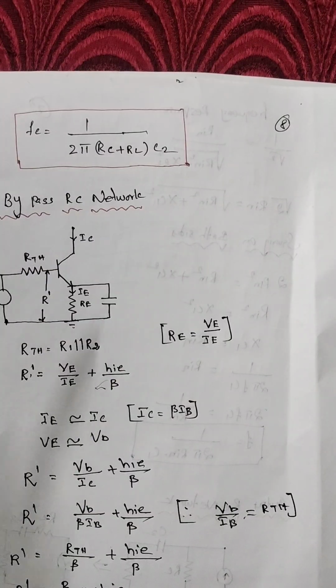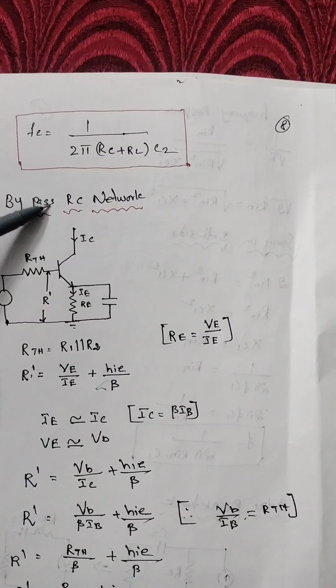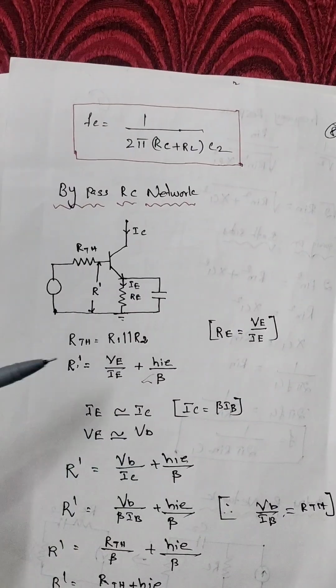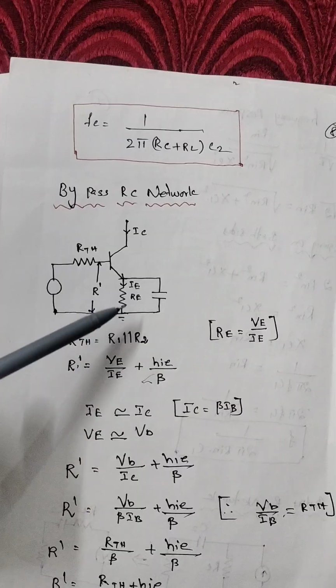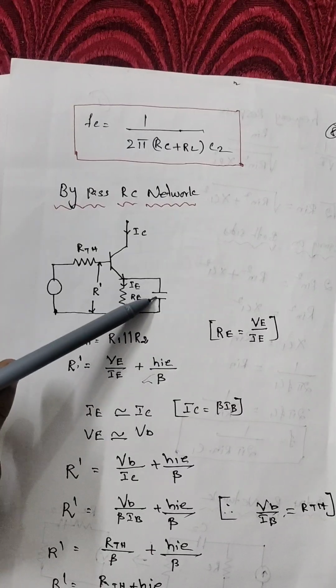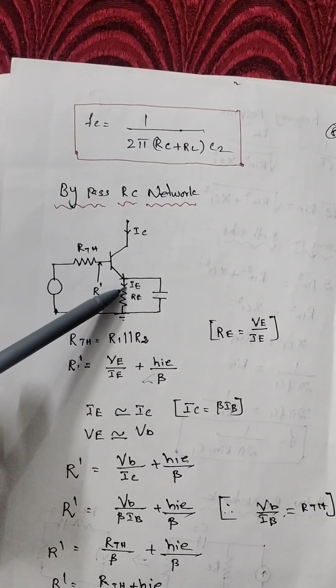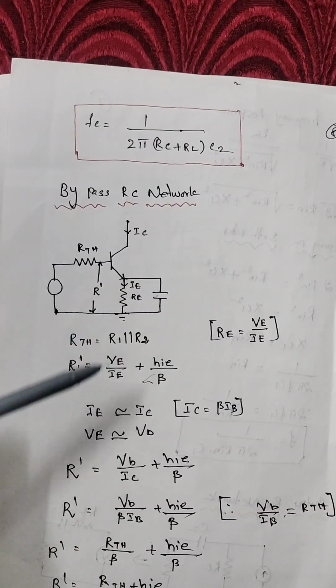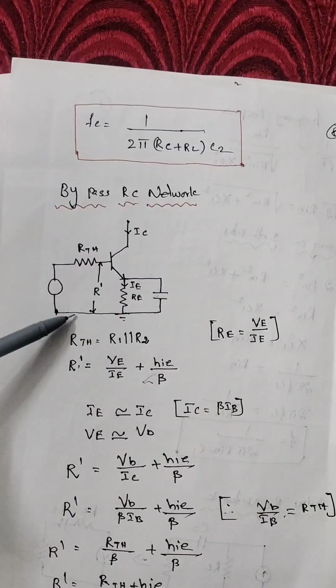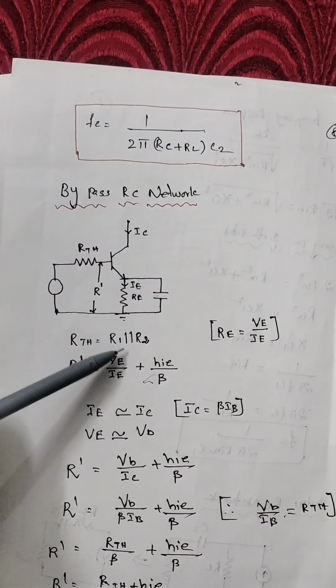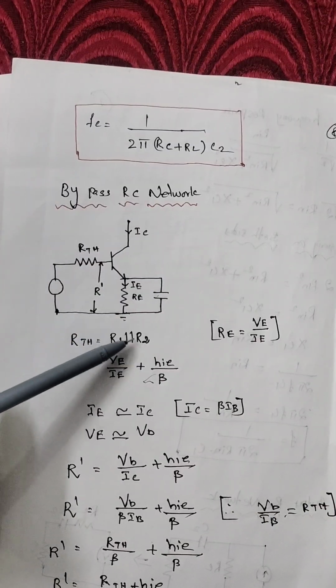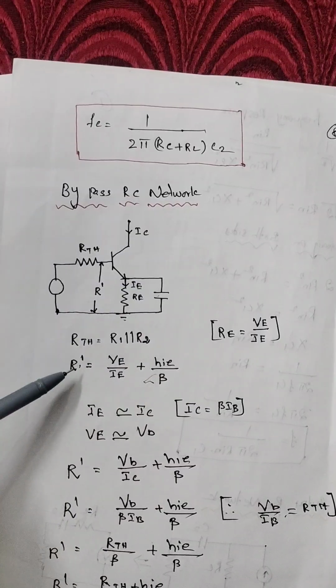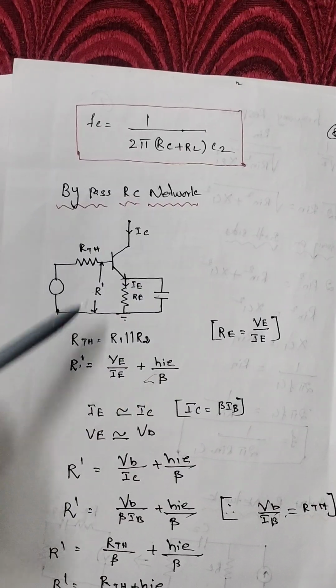Okay, frequency response. Now we are going to take the bypass RC network. Now listen here, what is the bypass RC network? Same thing I told you, RE CE. Then what is the current? The current is IE. Now look, this RTH, what is this RTH? R1 parallel R2. The resistances are parallel, right? That is converted into R1 parallel R2. This is your RTH. Then what is R dash? This is R dash.